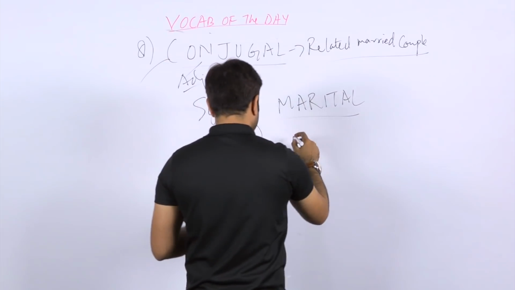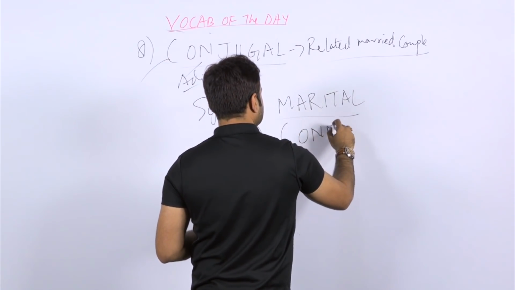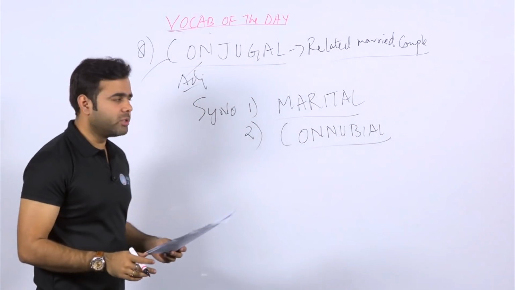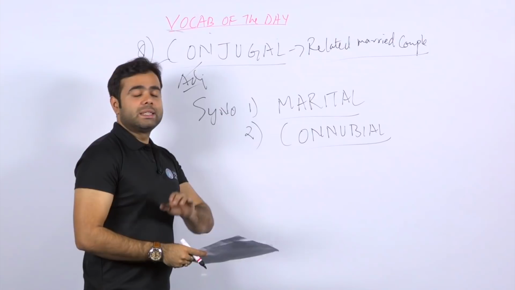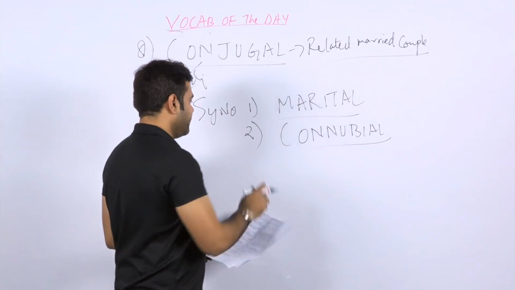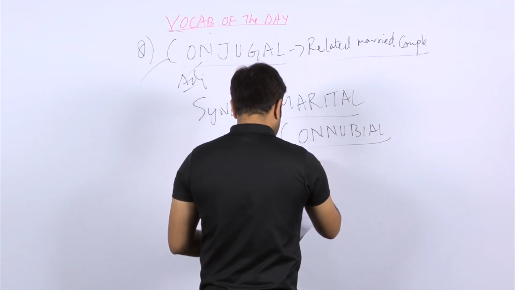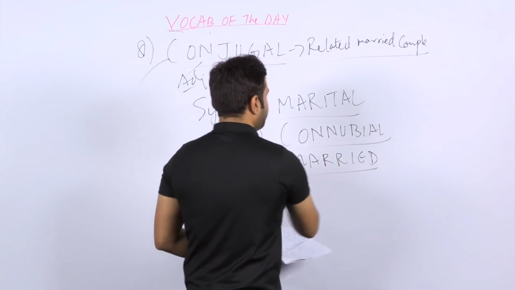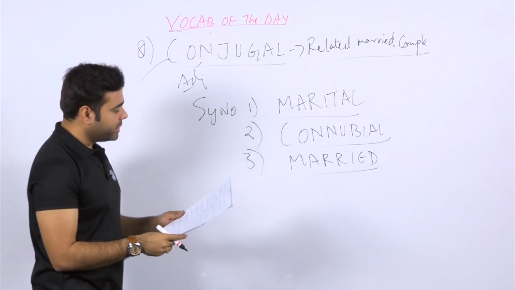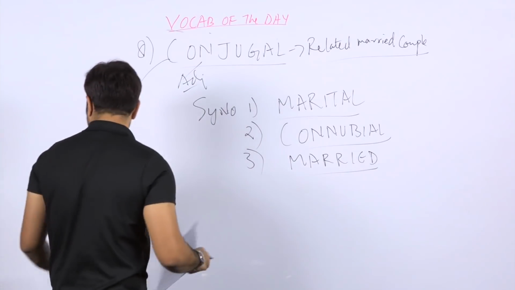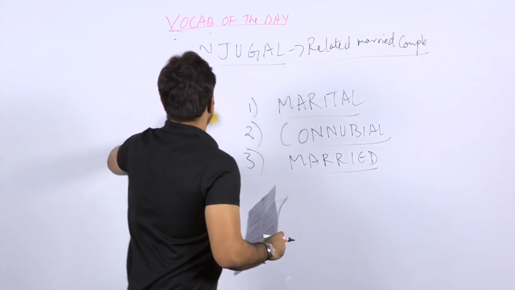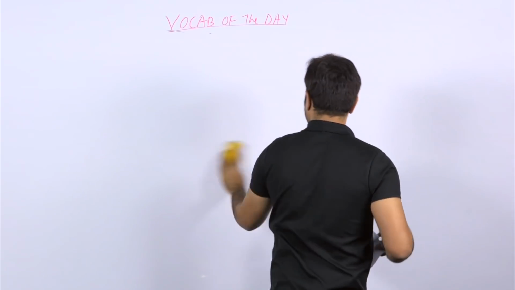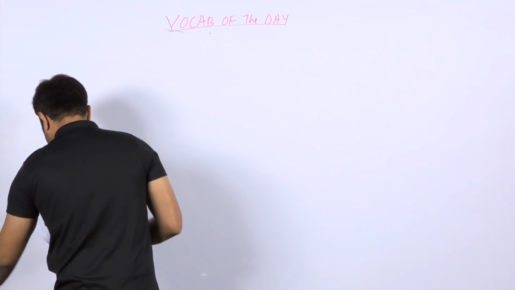The second word I have taken is connubial. I hope it's a nice word. Connubial. The third word is married. Fine. So these are the three words. I have taken only three words. Let's proceed to the ninth word of the show, saving our time. So the ninth word should be what?